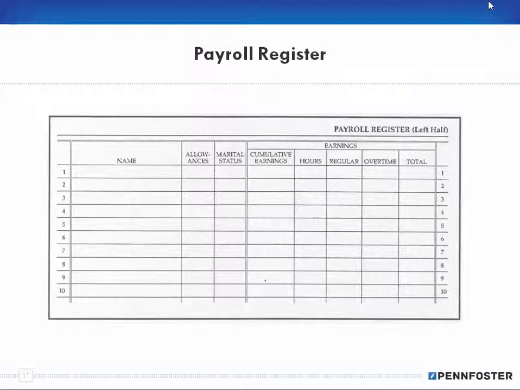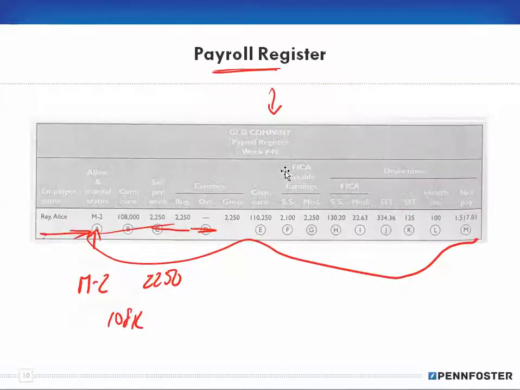But I want you to also just see that this is a different payroll register, okay? And this is only the left half, okay? I'm not going to put on the right half, meaning that there is another side to this. But what I want you to see here is that this payroll register looks different than this payroll register. However, all the same information gets put on both of them.